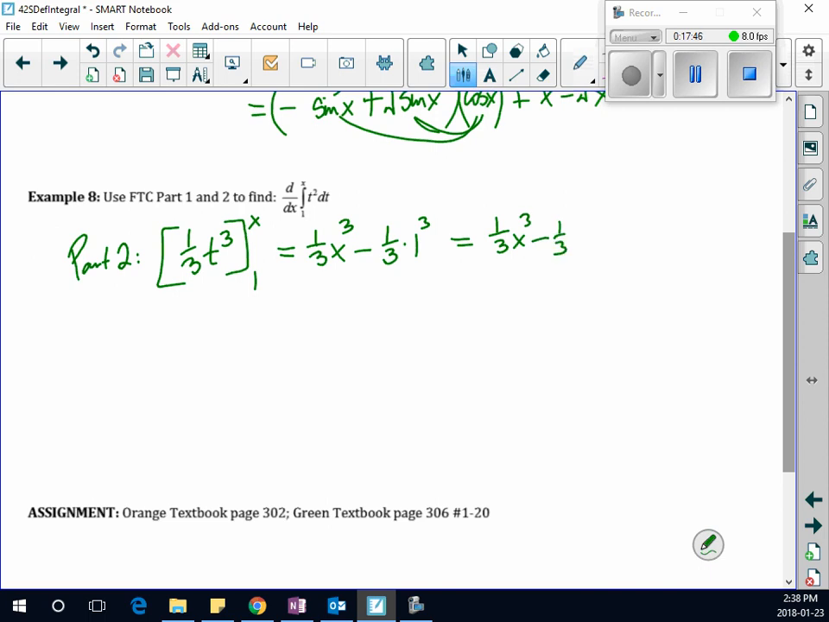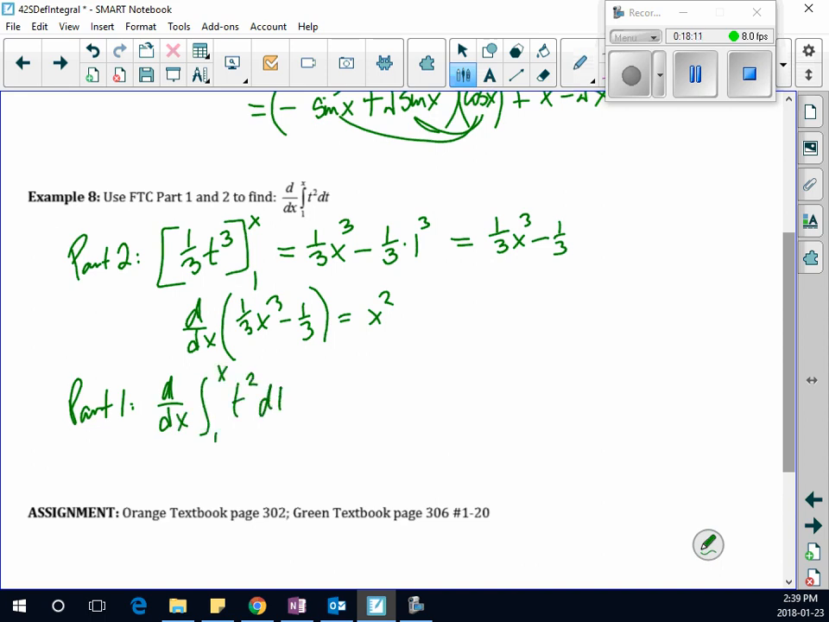And then we're supposed to find the derivative of this, right? So then d/dx of 1/3 x cubed minus 1/3, what do we get? We get x squared. And so now we're going to do FTC part 1. Of course, that's the easy one, right? d/dx of the integral from 1 to x of t squared dt. You just plug that back in and you get x squared. And so do you see you get the same thing?